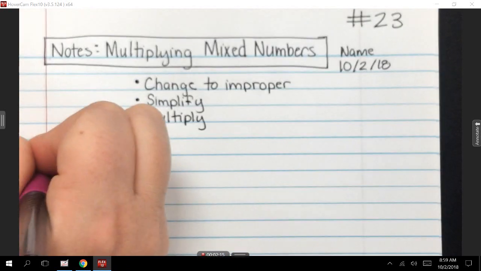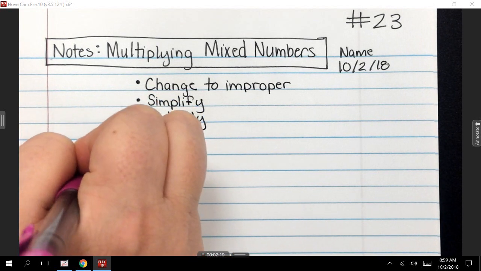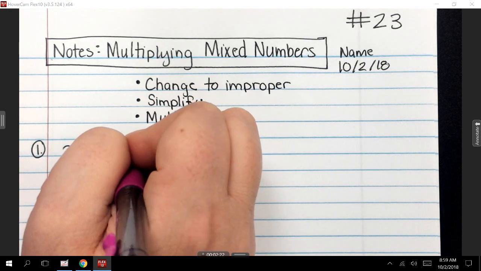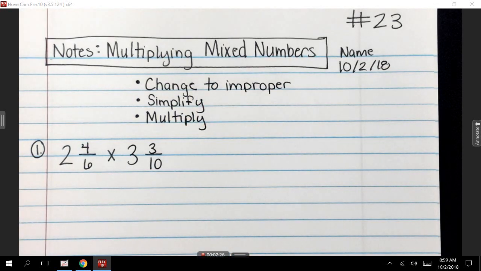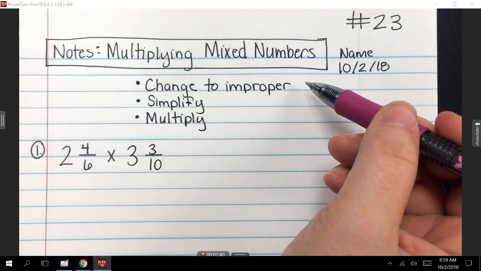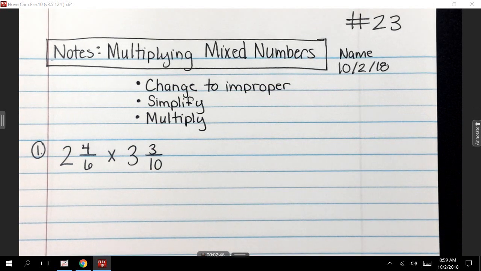All right, so we're going to look at number 1 together. We're going to do 2 and 4/6 times 3 and 3/10. All right, I do not want you working ahead. Please do not work ahead of me. You'll have plenty of time to work on your own on the homework, plenty of practice problems. But right now, I do not want you working ahead. Step 1 says to change it to improper. Raise your hand if you need some more time copying before I start working this.